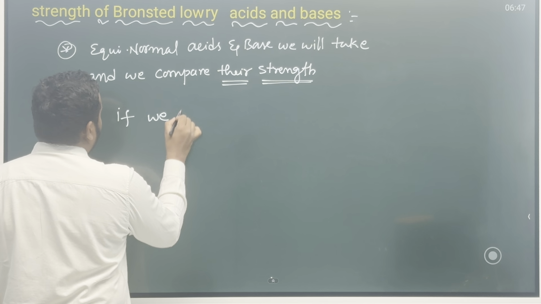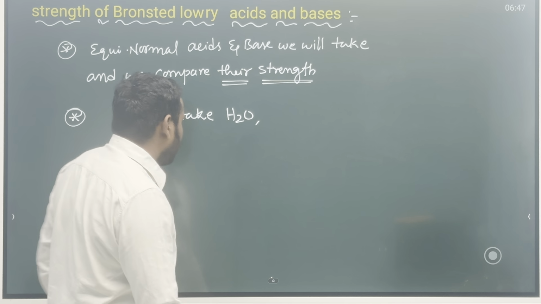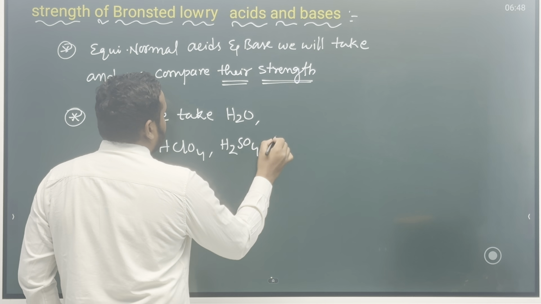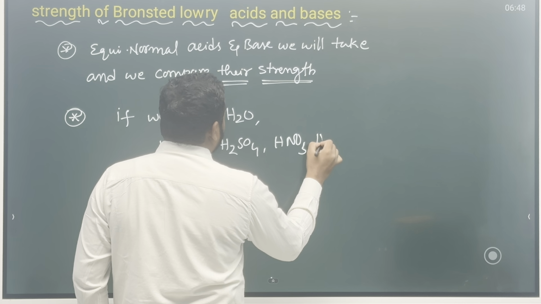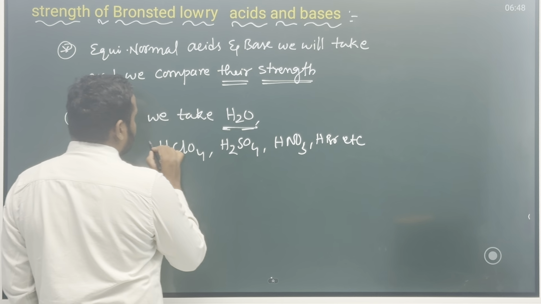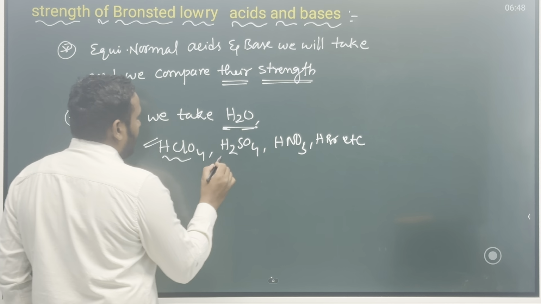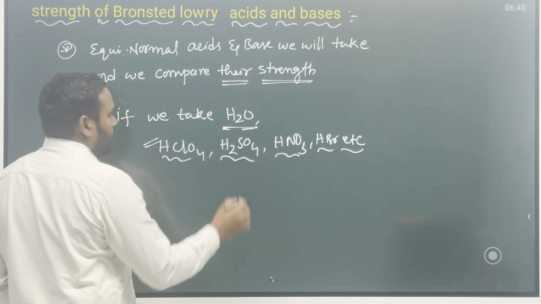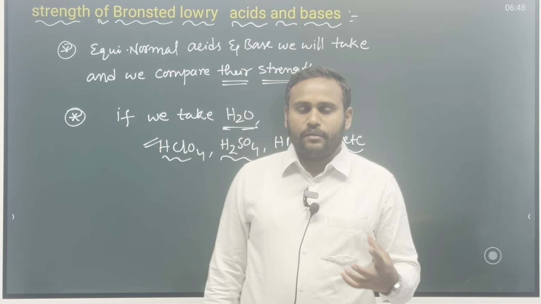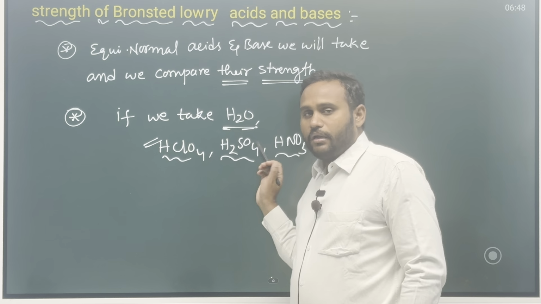For example, if we take water, H2O, to compare the strength of acids like HClO4, H2SO4, HNO3, HBr, etc., then in water they all have the same strength. Why do they have the same strength in water, children? Because water can equally dissociate all these substances, so they all have the same strength.